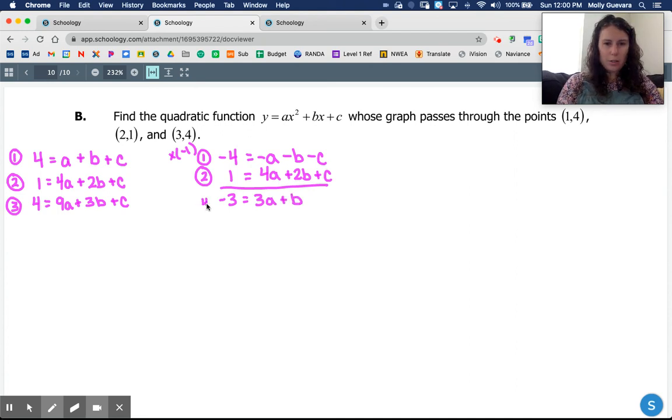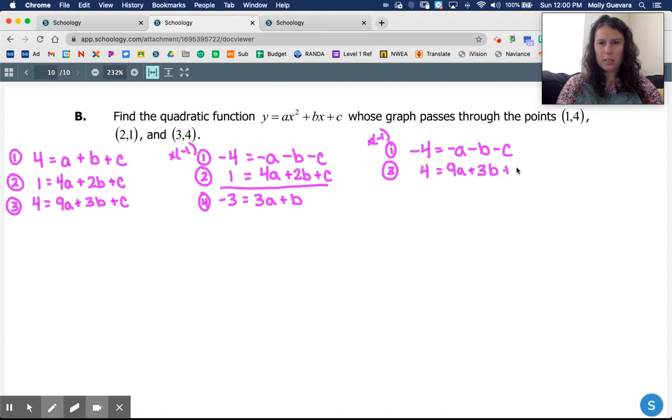And I'm going to call that equation 4 because it didn't help me solve. I still have 2 variables, and that's okay. Then let's just do 1 and 3 again. So I'm going to do 1, and again, I'm going to multiply by -1. So -4 equals -a minus b minus c. And then I haven't used 3 yet, so I have to use 3. I get 4 equals 9a plus 3b plus c. Okay, and we add, and I get 0, and that's okay, equals 8a plus 2b. And that's equation 5. Awesome.